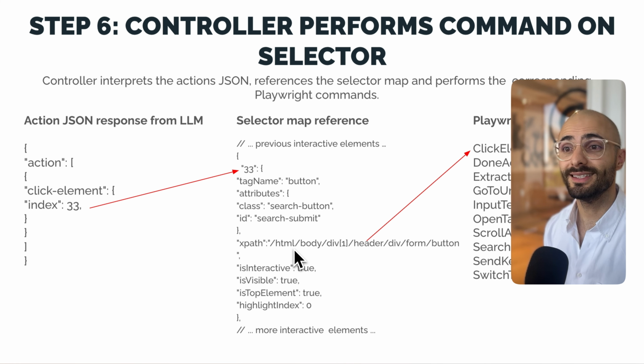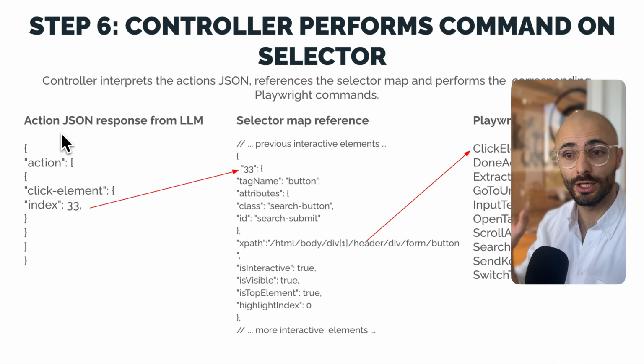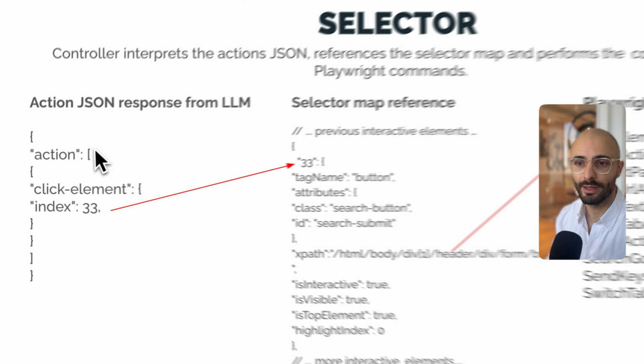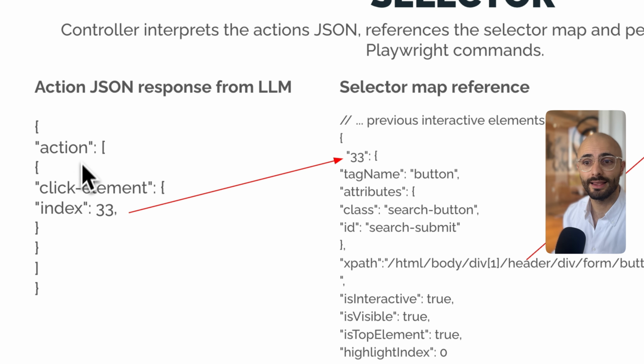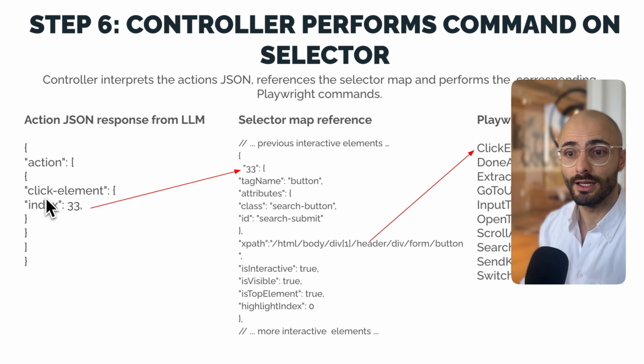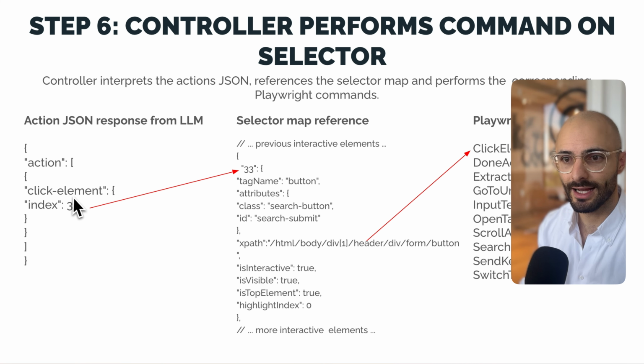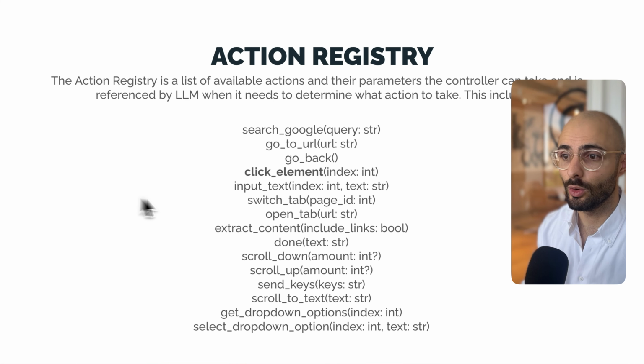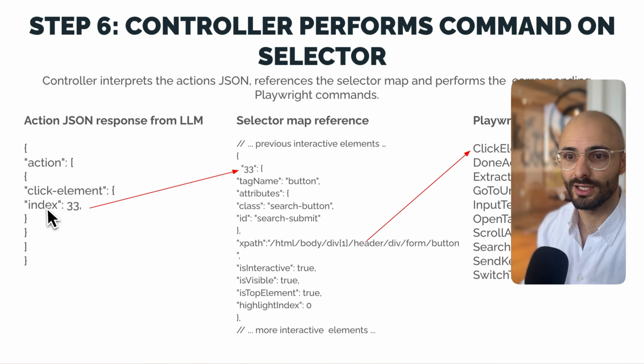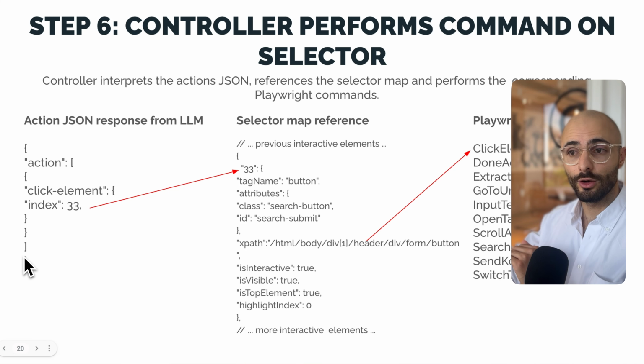All right, so basically this is how the controller actually performs the command on the selector. The large language model would respond with a JSON structure that would look something like this. It would basically be an action JSON, and inside that it would contain the name of the actual action from the action registry. In this case, click element, and you can see it's an exact match as this click element. And then the parameter required for this was the index position. So you can see the index is index position number 33. So this JSON is returned by the large language model. Then that JSON gets passed.